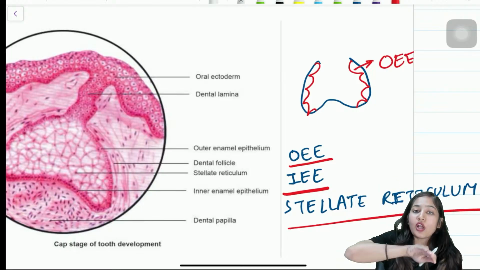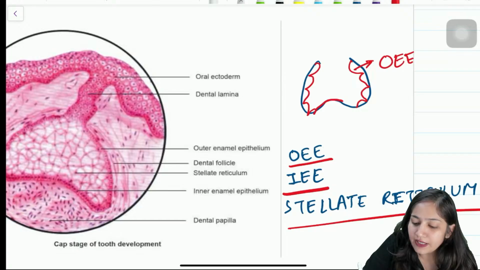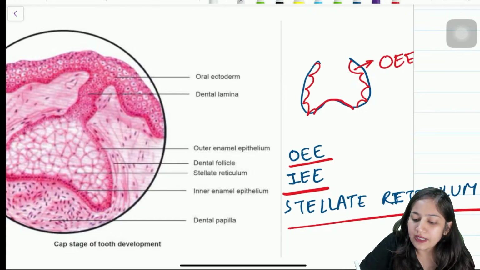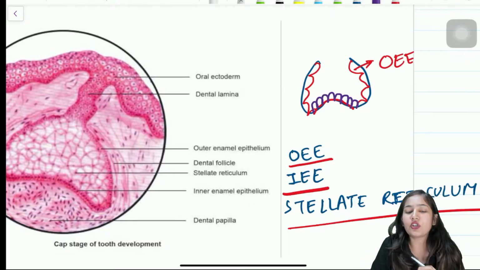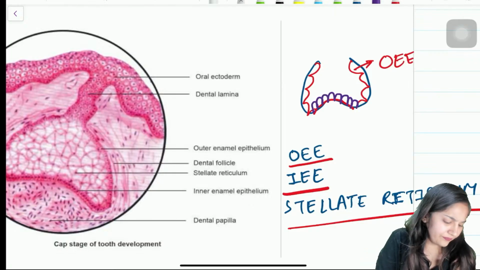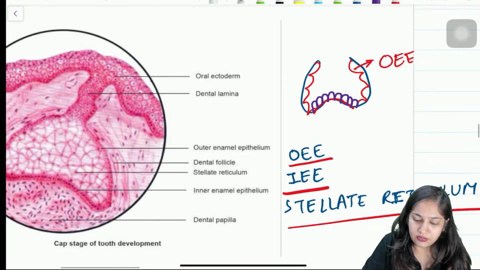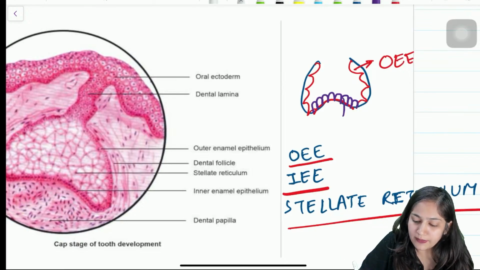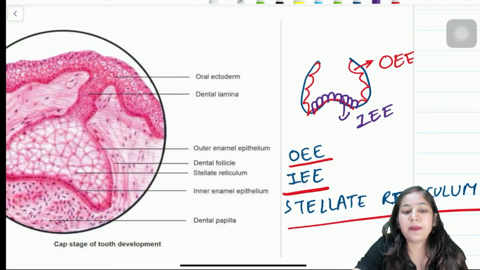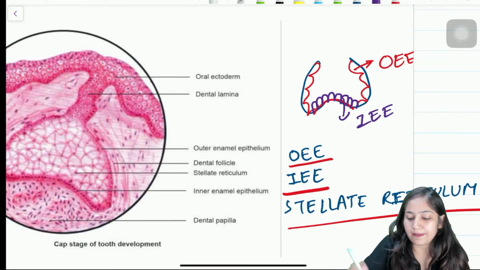Now coming to the concavity of the cap. This is our concavity. So here we have tall columnar cells present. These are our tall columnar cells, right? So these tall columnar cells are our inner enamel epithelium present in the concavity of the cap.